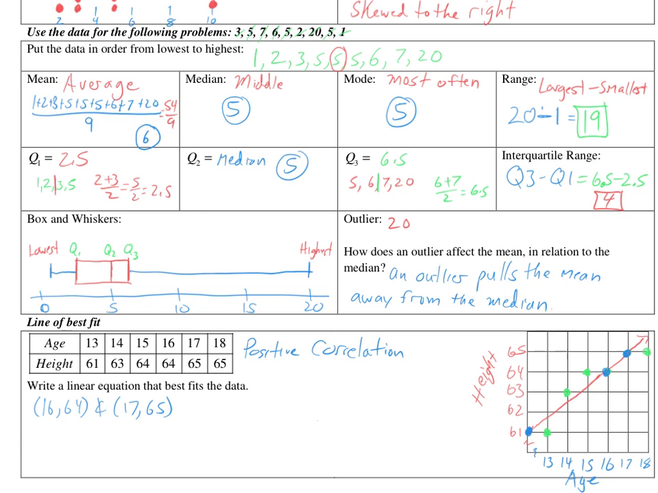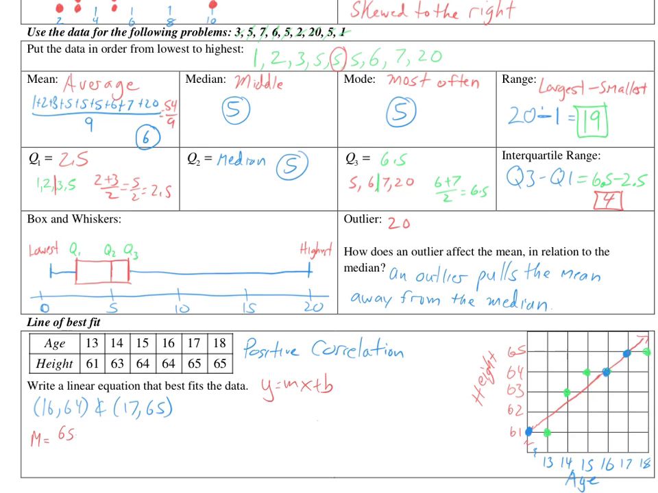From these 2 dots, could you make an equation of a line? Do you see that? I have (16, 64) and (17, 65). Can I make an equation of a line from those 2 dots? We did this earlier in the year. Let's make an equation of a line. So I want to make the equation of a line. Don't you need a slope to make the equation of a line? Remember, it's y equals mx plus b. So let's find our slope.